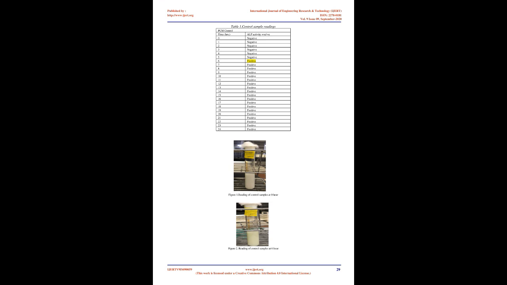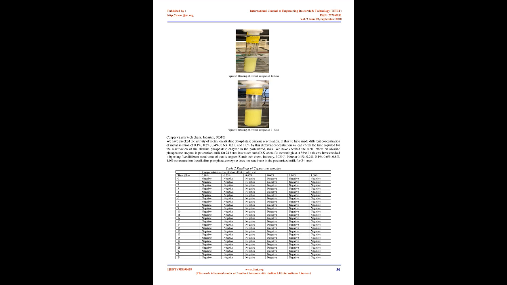Negative across all concentrations at 0 hour. At 1 hour, negative for all concentrations. At 2 hours, negative. At 3 hours, negative. At 4 hours, negative. At 5 hours, negative. At 6 hours, negative. At 7 hours, negative. At 8 hours, negative.